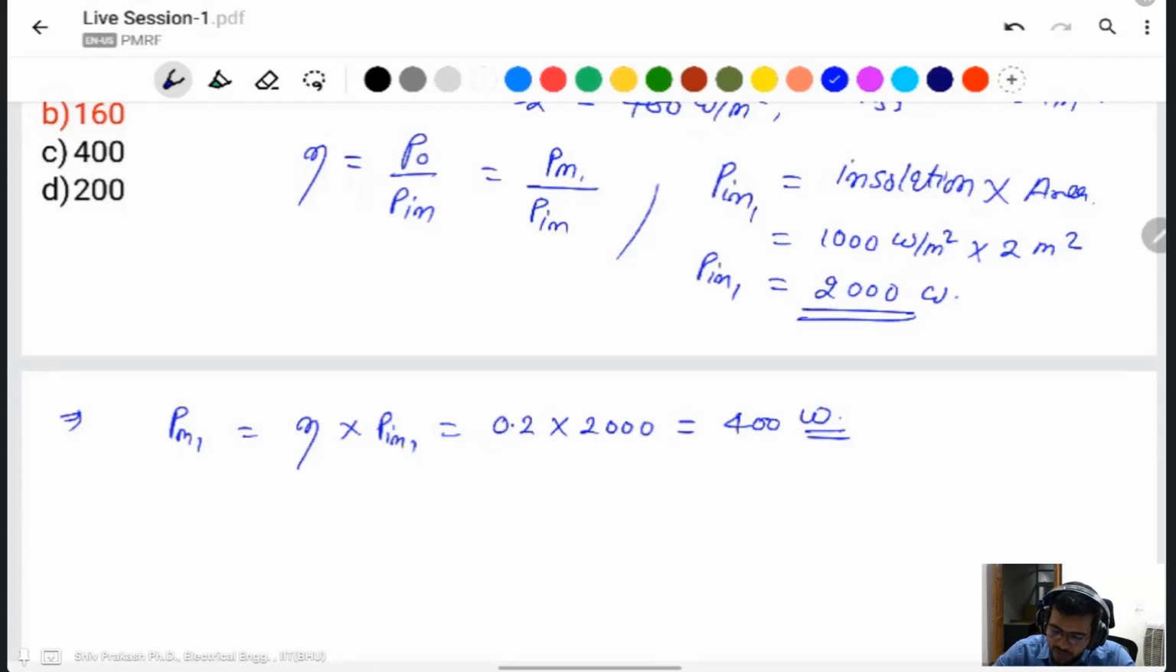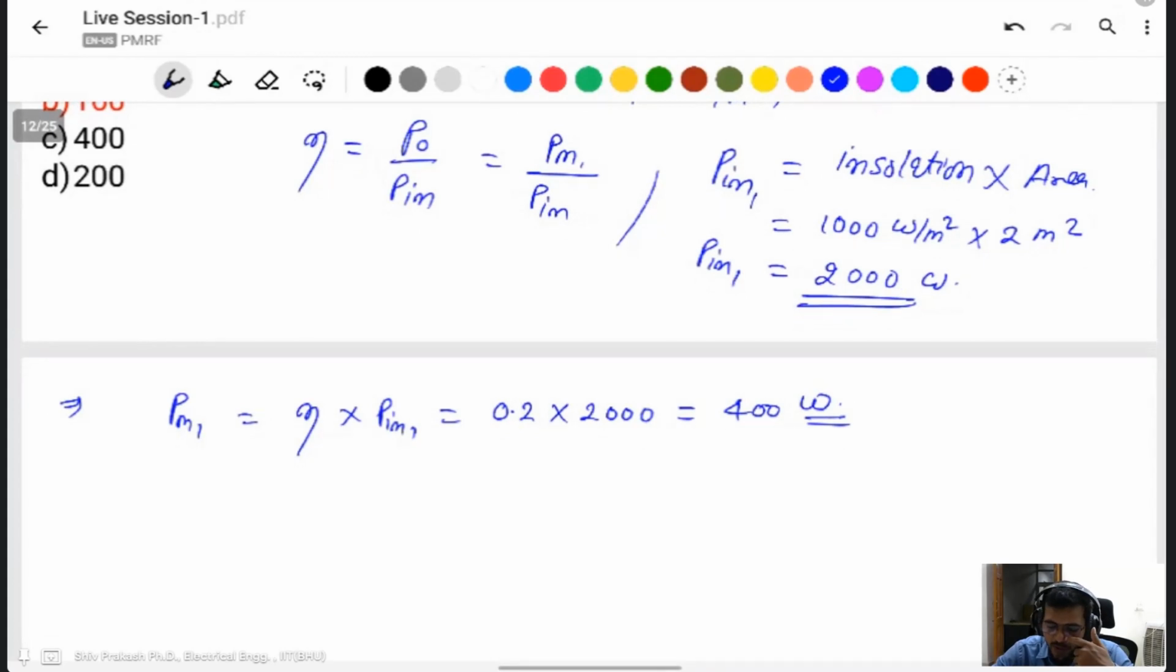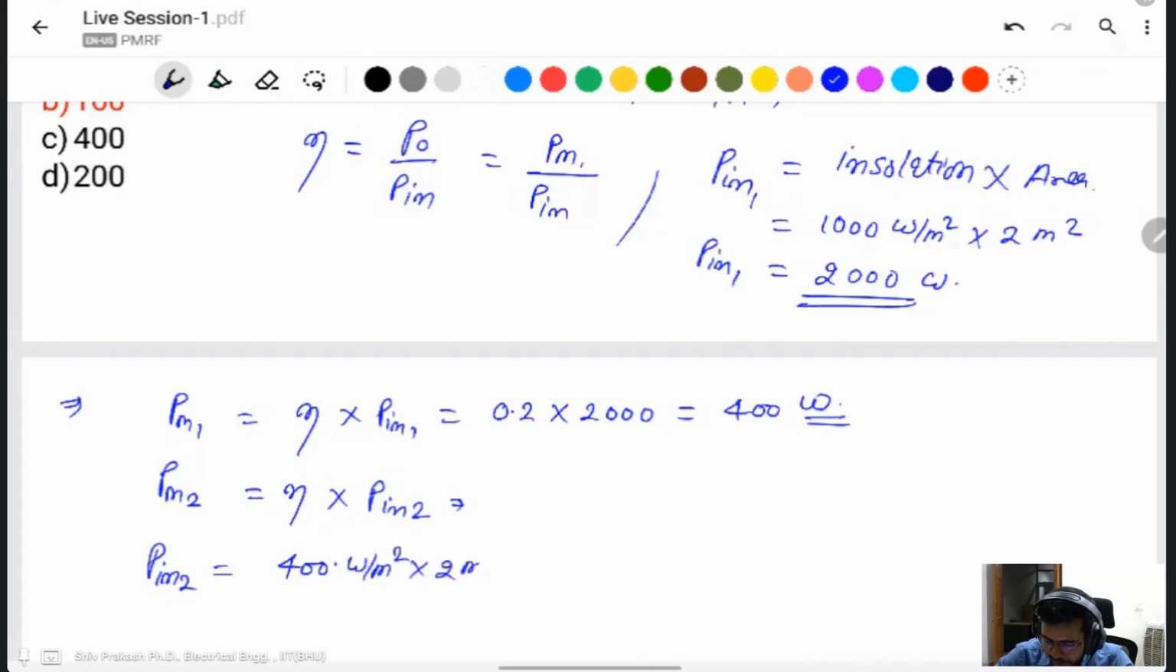In the second condition, we ask about the maximum power Pm2. The efficiency will be the same, and Pin2 in the second condition is insolation into area. Insolation is given as 400 watt per meter square, into area, which will be the same, 2 meter square, which is equal to 800 watt. Then what is the power? Efficiency is the same, 0.2 into 800, which is 160 watt.